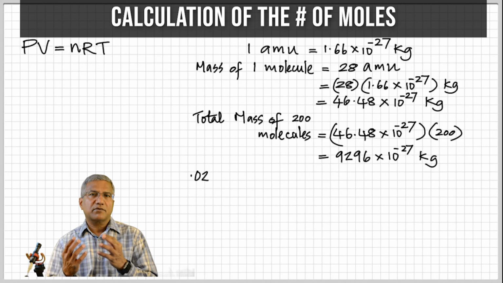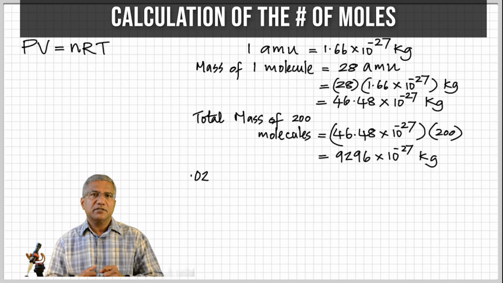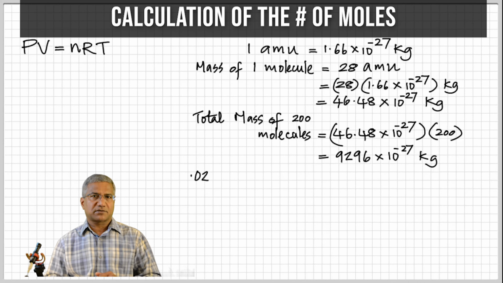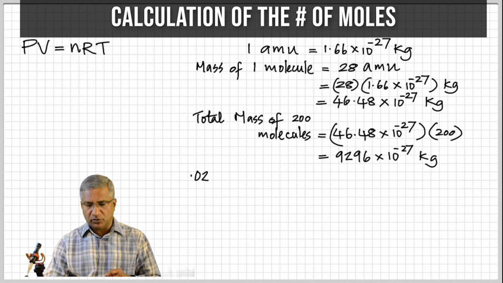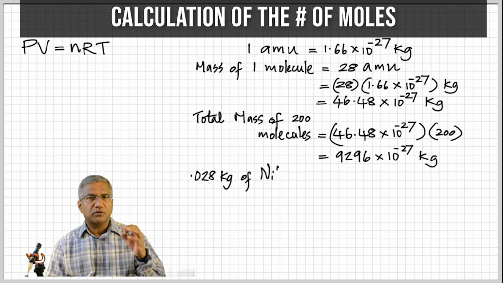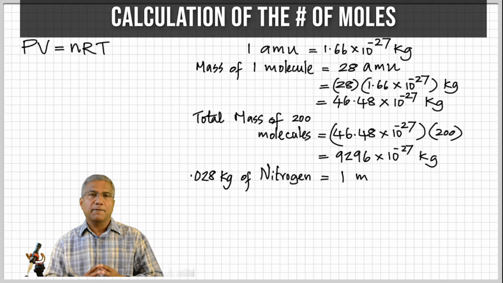Now we got to find out how many moles that is. So remember that the molecular weight expressed in grams is 1 mole. Since the molecular weight of nitrogen is 28, 28 grams of nitrogen will be 1 mole. That means 0.028 kilograms of nitrogen is 1 mole. So let me write that. 28 grams or 0.028 kilograms of nitrogen makes 1 mole.